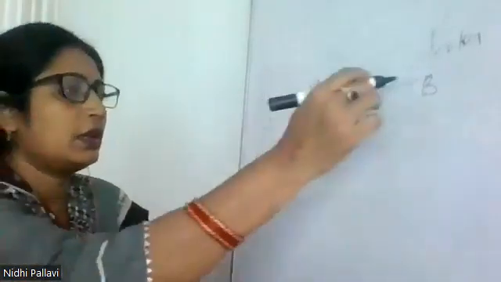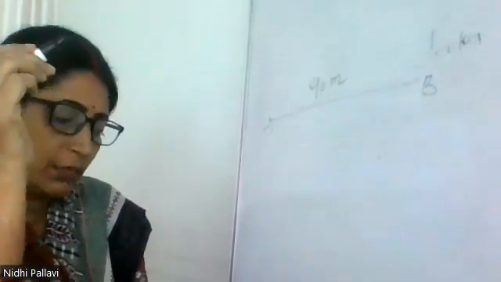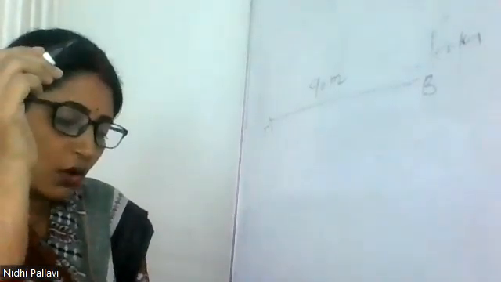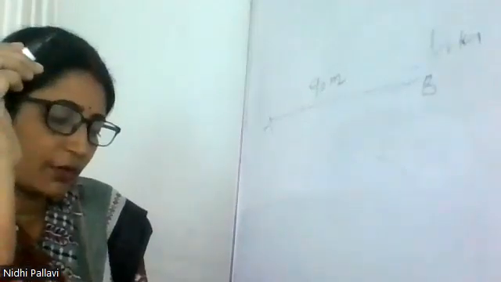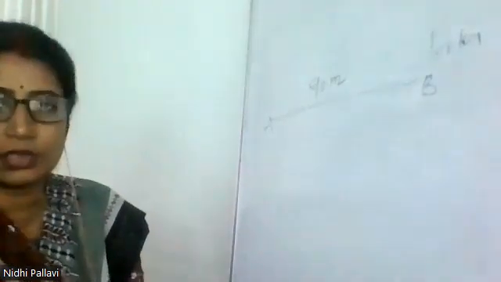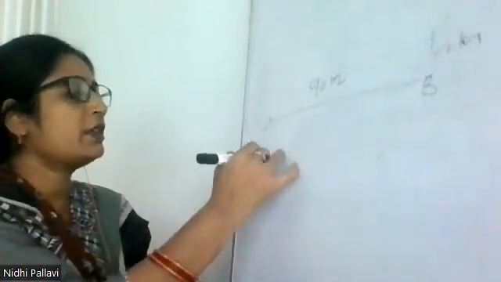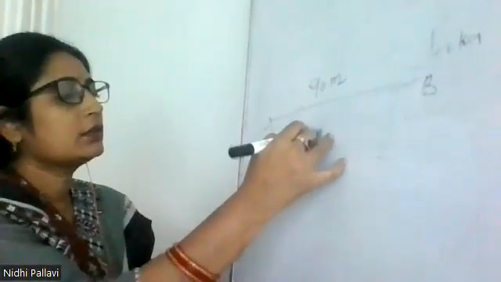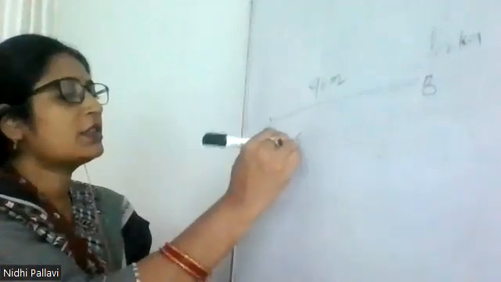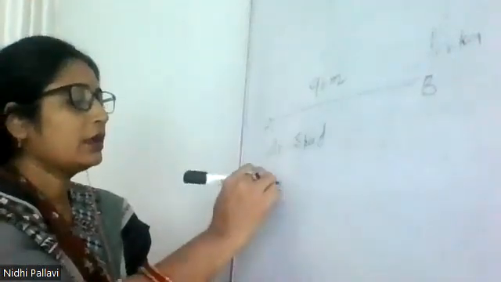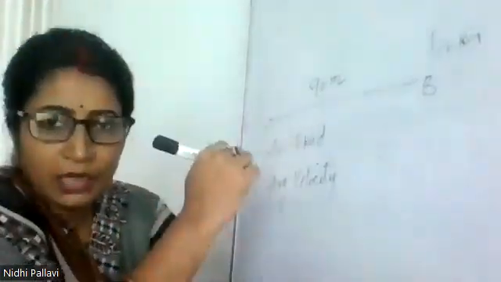From one end to the other end and back along the same straight path, she covers 180 meter in 1 minute. Find the average speed and the average velocity. First tell me how much total distance she covers. What is it asking us to find? Average speed and average velocity.